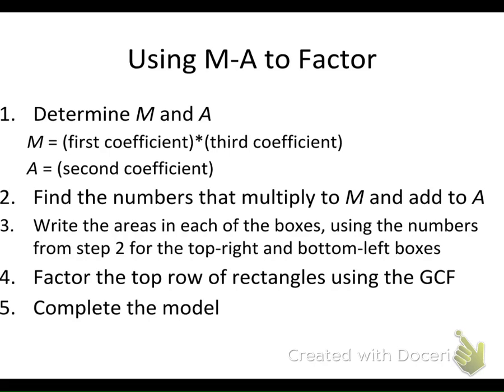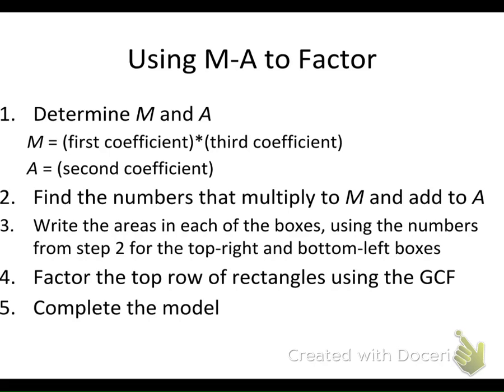On the right-hand side, you're going to list your notes or your steps for how to use the MA to factor. So step 1, determine the M and the A. Do not just write that part down. Also be sure to show M, which you get by taking the first coefficient, this little star looking thing means to times the third coefficient.